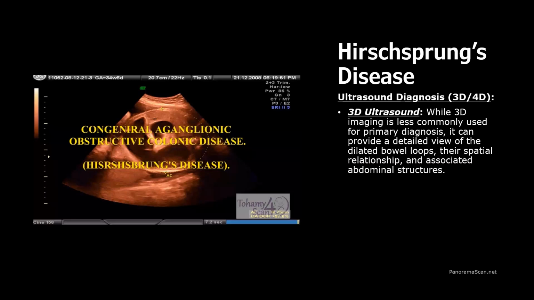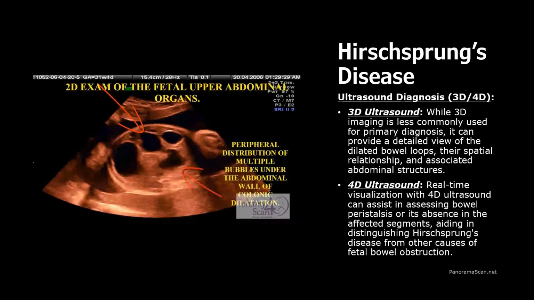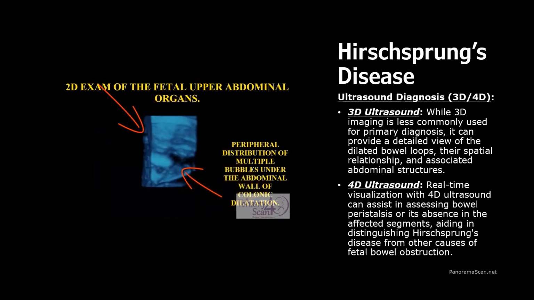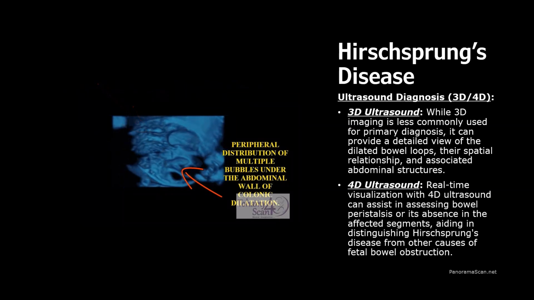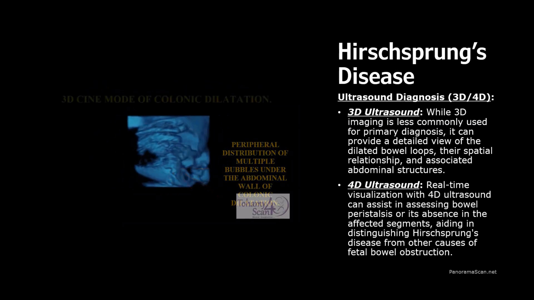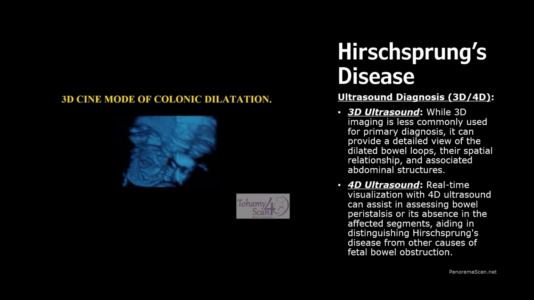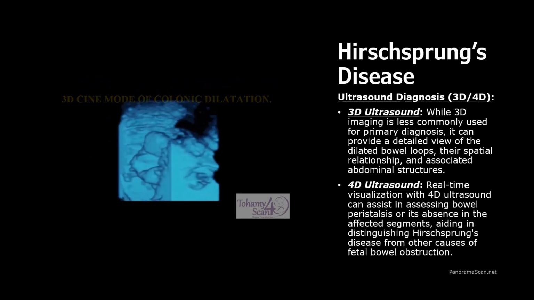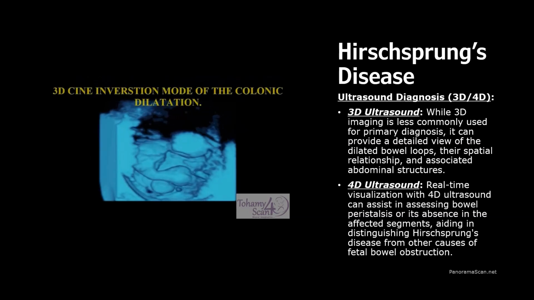It allows us to assess their spatial relationship and how they interact with other abdominal structures, giving us important information for diagnosis. 4D ultrasound, which provides real-time imaging, is particularly valuable in evaluating the peristalsis of the bowel. In cases of Hirschsprung's disease, we may see absent peristalsis in the affected segment, which helps us distinguish this condition from other causes of fetal bowel obstruction. Real-time visualization of the bowel's movement, or lack thereof, can be a key diagnostic tool.